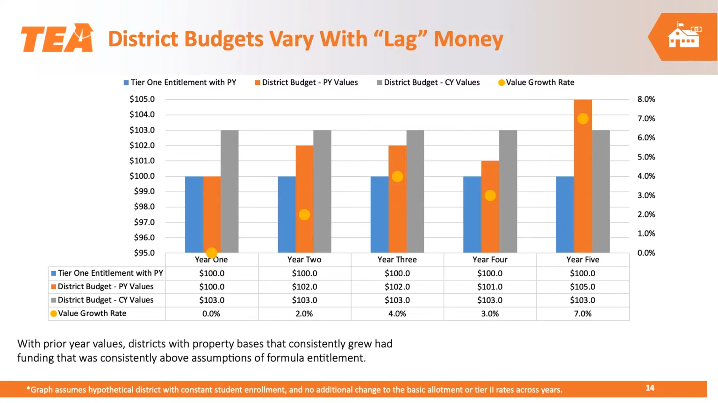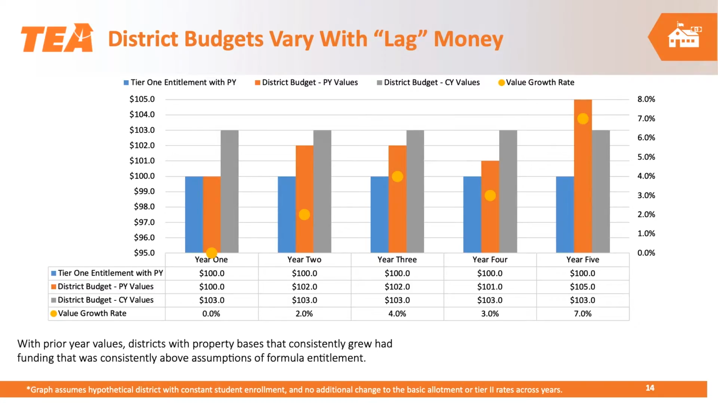You can see that in year 1, where this fictional district had 0 growth rate, the district budget using prior year values is exactly the same as the entitlement. The current year value budget, however, is higher because the entitlement is bigger, because the basic allotment was able to be raised by moving to current year values.